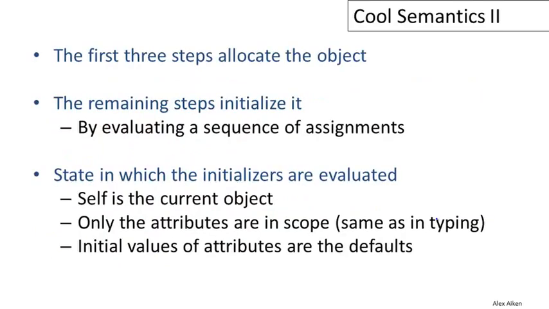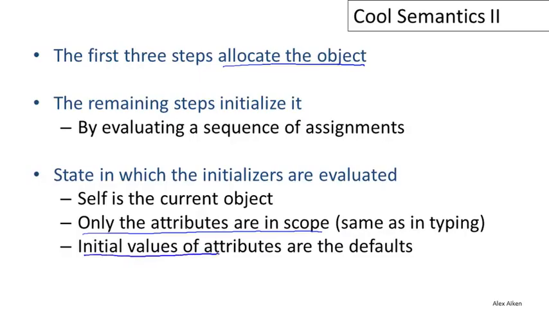To summarize the semantics of new, notice that the first three steps allocate the object. Those are things that actually allocate the memory for the object, and then the remaining steps initialize the object by evaluating a sequence of assignments. And one of the most important things to understand about initialization is the context, or the state, in which the initializers are evaluated. So notice that only the attributes are in scope. We emphasize that. And it's the same rule as in typing. When you're type checking a class declaration, only the attributes are in scope for the initializers of the class, and that's naturally the same thing that we use when we actually evaluate the initializers at runtime.